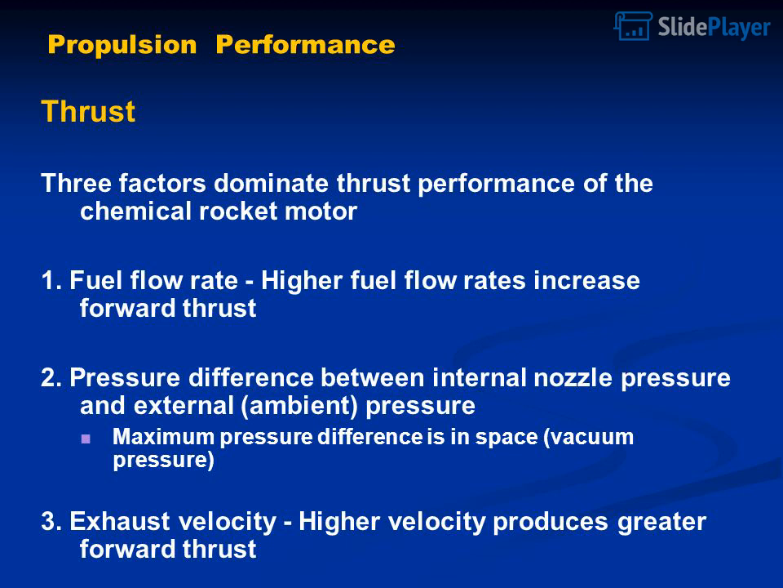Propulsion performance. Thrust. Three factors dominate thrust performance of the chemical rocket motor. 1. Fuel flow rate. Higher fuel flow rates increase forward thrust. 2. Pressure difference between internal nozzle pressure and external, ambient, pressure. Maximum pressure difference is in space, vacuum pressure. 3. Exhaust velocity. Higher velocity produces greater forward thrust.